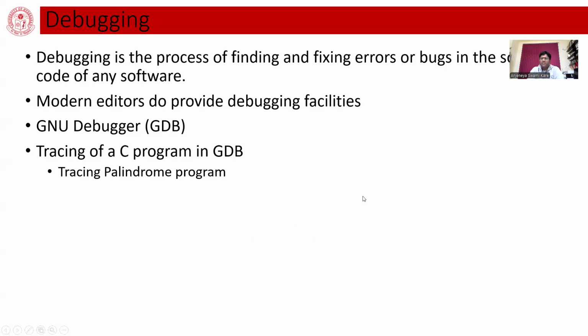What is debugging? Debugging is the process of finding and fixing errors or bugs in the source code of any software. Suppose there is an error or bug in your program. We can observe the code where the possible bug is coming from, and if you're able to figure it out by just inspecting visually, that's well and good. Otherwise, sometimes the code is so huge that you cannot figure out the bug easily.